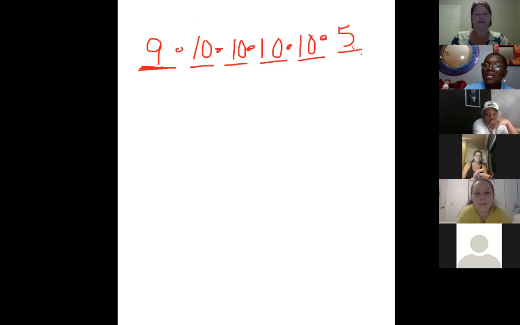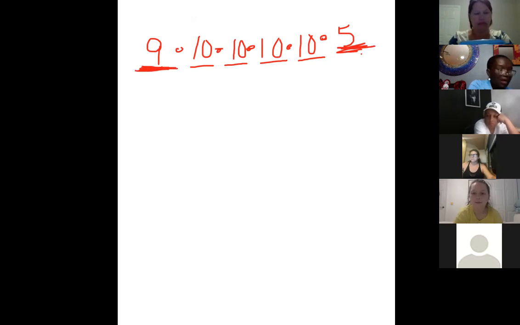And everybody has a similar pattern. So this last digit is 5, this first digit is 9, and you fill in 10s in the middle.